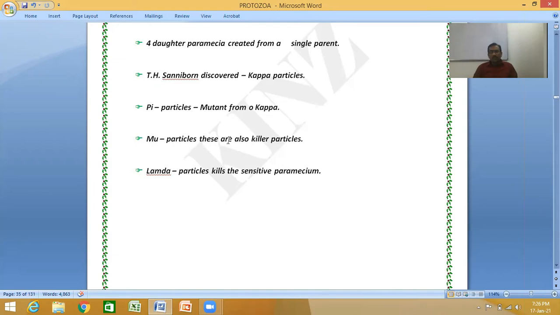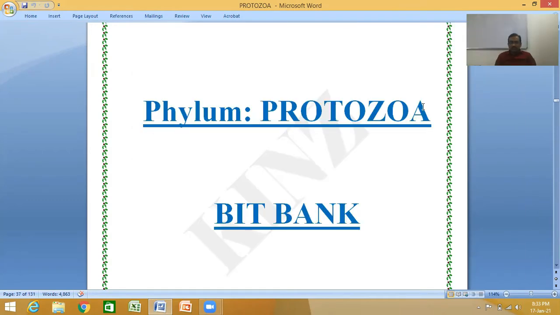Mu particles, these are also killer particles. Lambda particles also kill the sensitive paramecia.